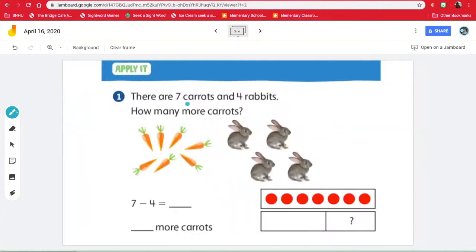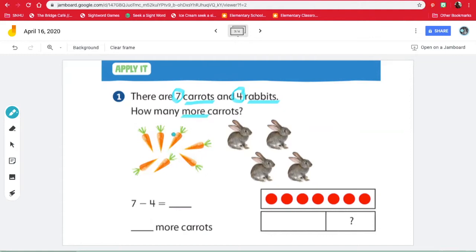There are 7 carrots and 4 rabbits. How many more carrots? Well, let's highlight the important information. What's the problem about? I see carrots and rabbits. How many carrots are there? 7. How many rabbits? 4. And it wants to know how many more carrots.